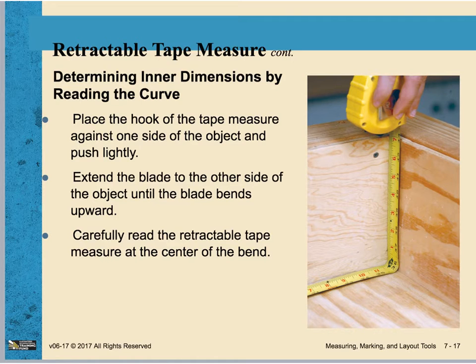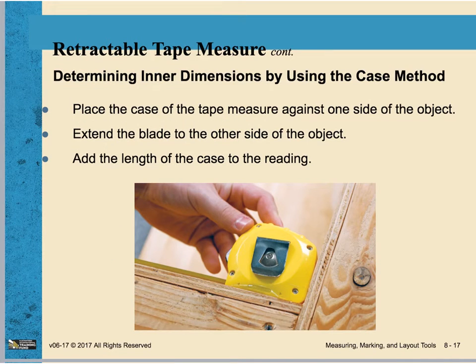One way to measure the distance of inside objects is to extend the tape measure against the edge of the object. Retract the blade all the way to the other end. Allow the blade to make a slight bend. Then carefully read the measurement at the bend. Another way to measure the inside dimensions is to extend the blade against the object with the hook. Then take the tape measure and rest it on the other side. Read the measurement on the blade and add the distance that is on the back of the case. This will give you the total distance inside the object.